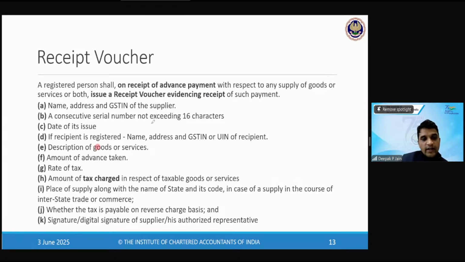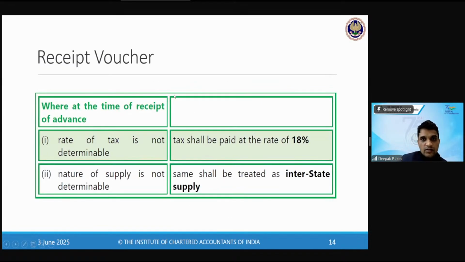It will have date of issue, if the recipient is registered, his GSTN details, description of goods and services, amount of advance which is taken, rate of tax, amount of tax charged in respect of taxable goods or supplies, saying that when you will raise the invoice, what will be the tax rate, what is the place of supply, whether the tax is payable under RCM, and of course signature. So these are the information which is required for a receipt voucher.